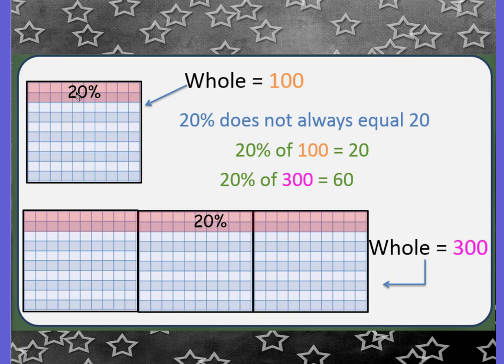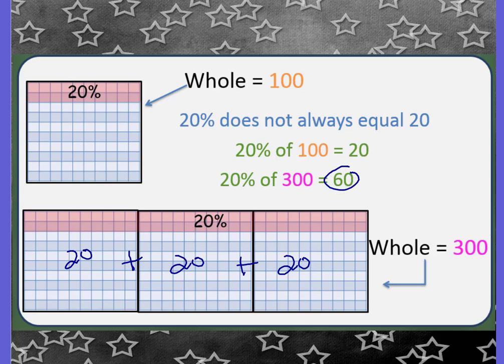If we have the whole of 100 squares, then yes, 20% would be 20. But if we have 300 squares, then it's going to be 20 for each 100. So there'd be 20 for the first 100, plus 20 more for the second 100, plus 20 more for the third 100. And 20 plus 20 plus 20 equals 60. So 20% of 100 equals 20, but 20% of 300 equals 60. So even though they're the same percent, they're not the same amounts because their whole amounts are different.